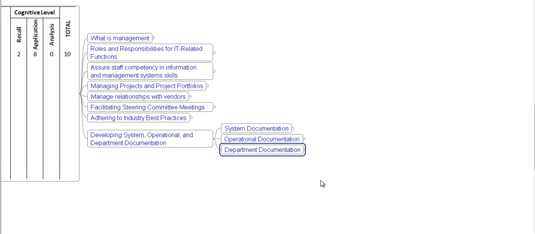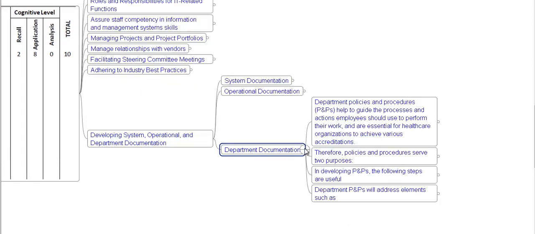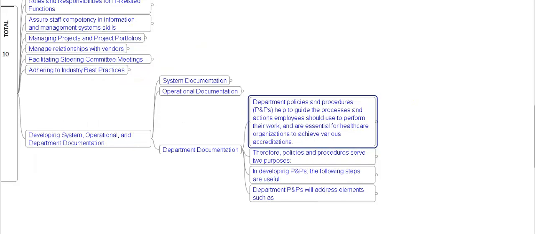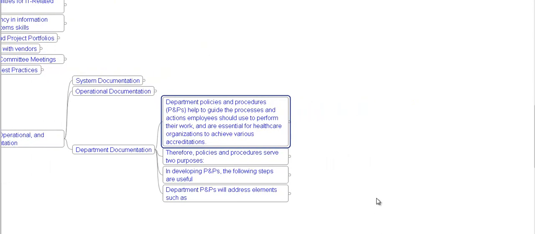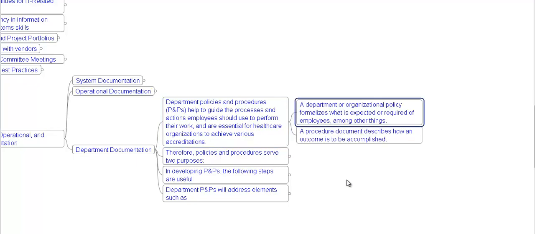Departmental documentation. Departmental policies and procedures (P&P) help to guide the processes and actions employees should use to perform their work and are essential for healthcare organizations to achieve various accreditations. A departmental or organizational policy formalizes what is expected or required of employees, among other things. A procedure document describes how an outcome is to be accomplished.